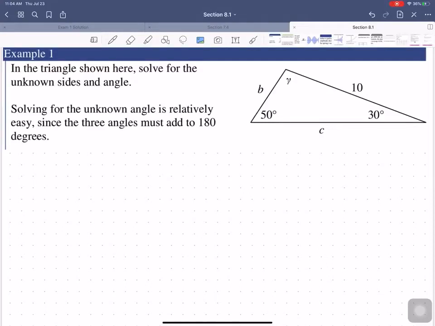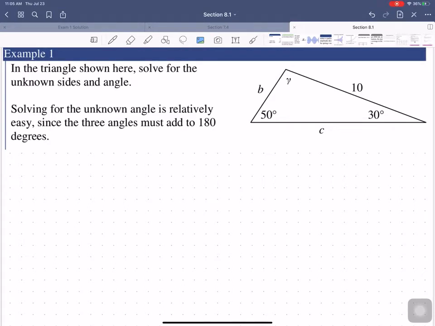Hi, welcome back. In the last video we developed the law of sines, and now I just want to illustrate using the law of sines to find unknown information in a triangle. We're going to use the law of sines together with some other information to solve this triangle. And solving a triangle just means finding everything we don't know.